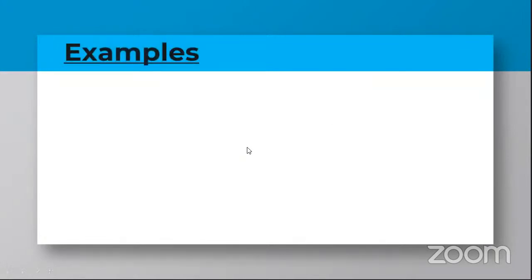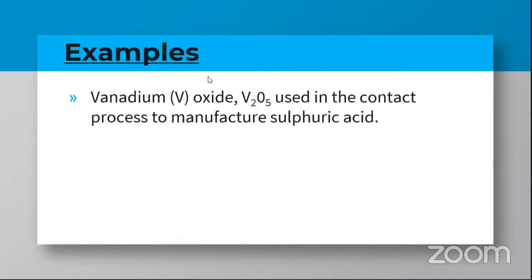Let's look at examples of how those elements or compounds act as catalysts. So we have vanadium 5 oxide, or vanadium pentoxide, which is used in the contact process. Anybody who can tell us what happens in the contact process?